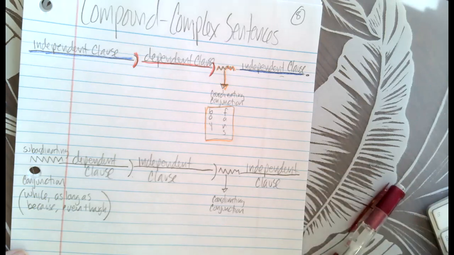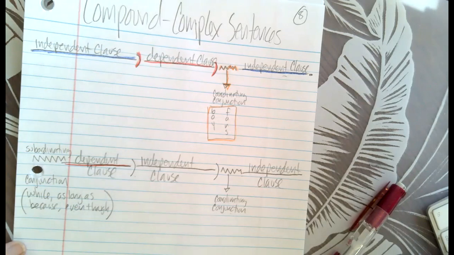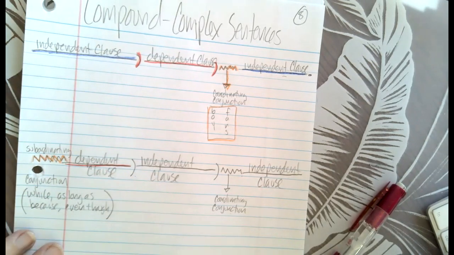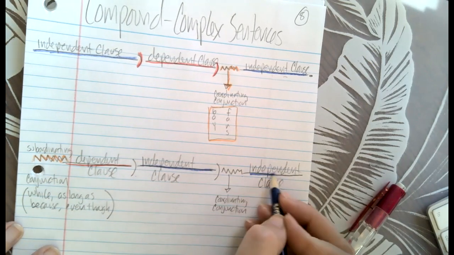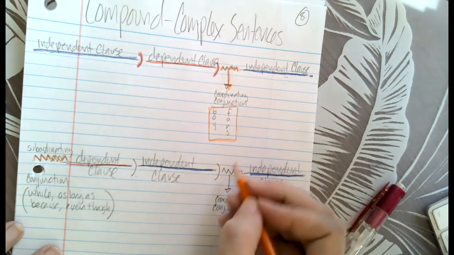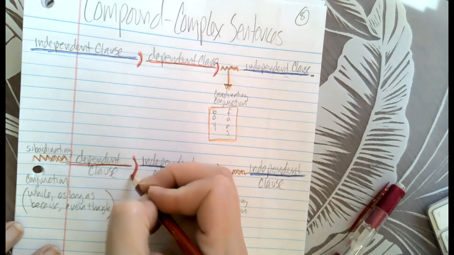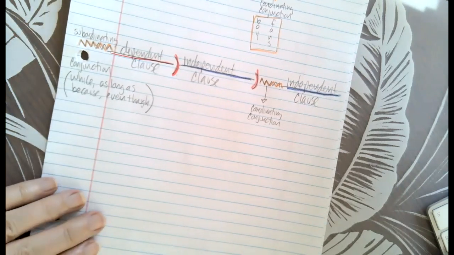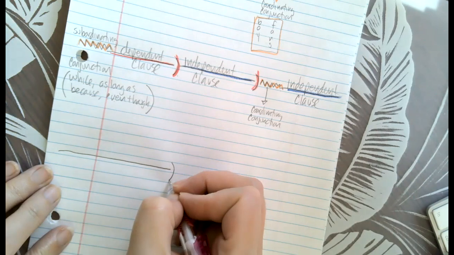Okay, let's do our color coding. So we're starting out with a dependent clause. We're actually starting out with a subordinating conjunction, which is forcing that dependent clause. And then we have two independent clauses. Let's go over our commas in nice big red. Okay, and then the last sentence frame we're going to do for compound complex starts out with an independent clause.